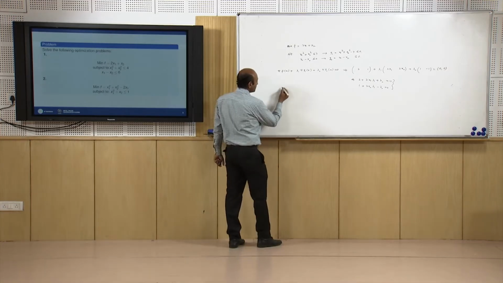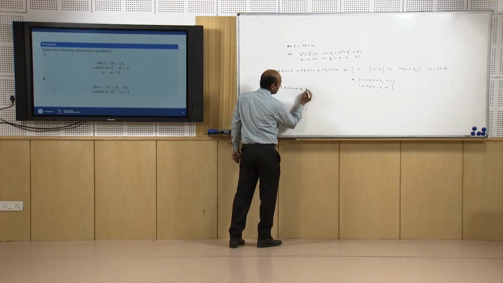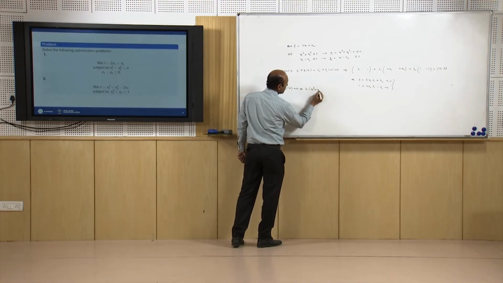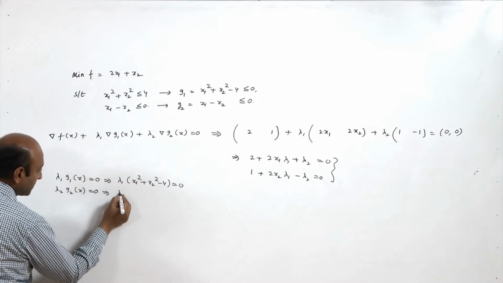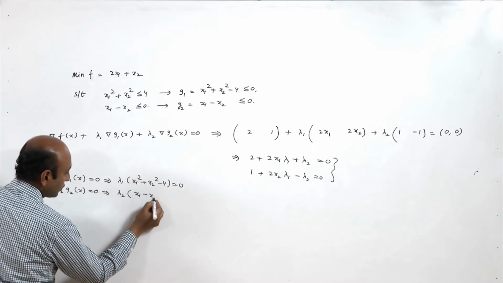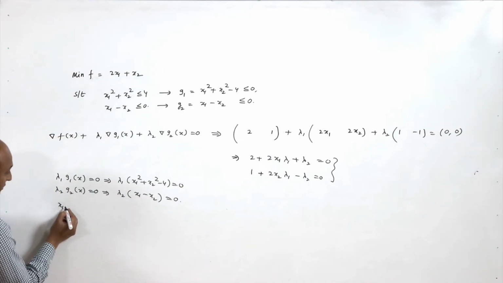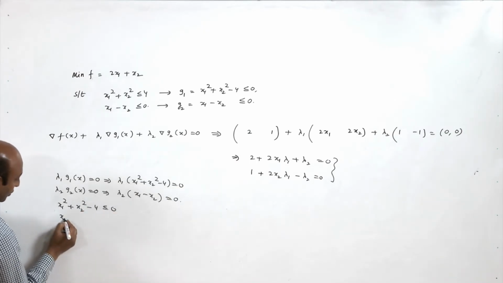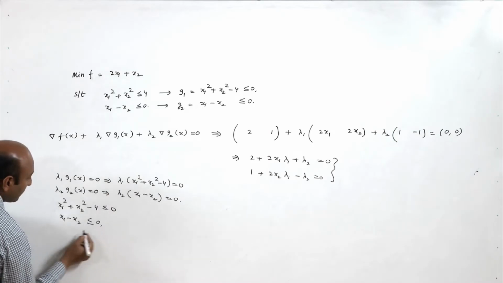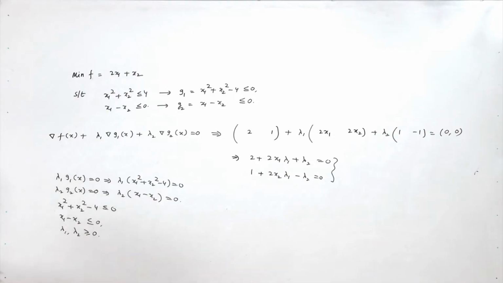Now, what are the other conditions? Lambda 1 g1(x) equals 0, so this implies lambda 1 into (x1 square plus x2 square minus 4) equal to 0, and lambda 2 g2(x) equal to 0, so this implies lambda 2 into (x1 minus x2) equal to 0. Again we have the feasibility conditions: g1(x) less than or equal to 0 and g2(x) less than or equal to 0, and lambda 1 and lambda 2 both must be non-negative. So, these are the KKT conditions.